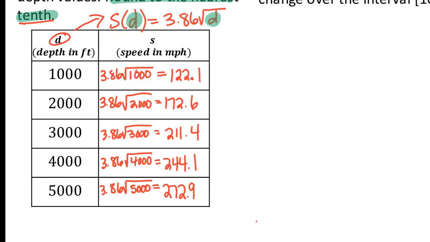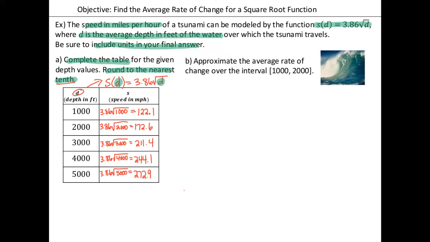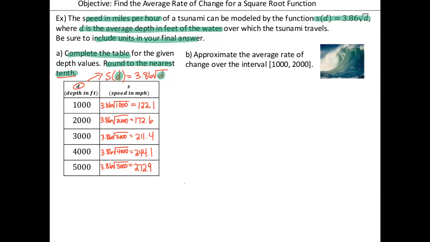All right, so here are all of the S values, but the S's, remember, are kind of like our Y's. So now part B says to approximate. I know we're kind of short on time, but we can finish this one, and then this will be the last example for today. Approximate the average rate of change over the interval from 1,000 to 2,000. It's basically the same. 1,000 is x1 and 2,000 is x2.